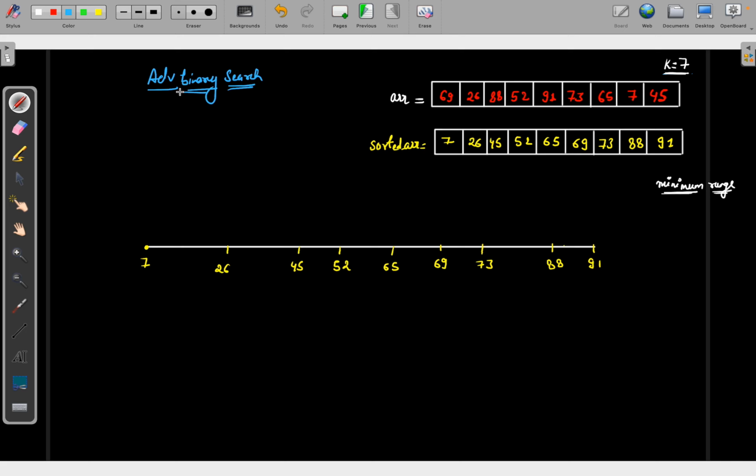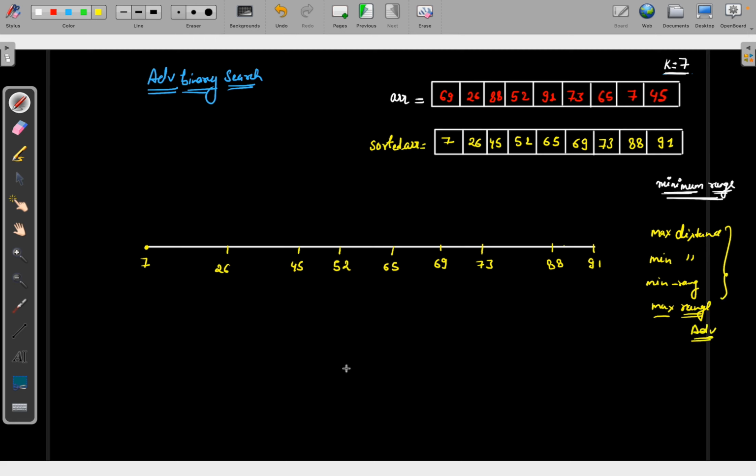So in problems of advanced binary search, remember the range. Basically, I need to find a range, right? Minimum range. There will be some other problems where you need to find a maximum distance, like the maximum distance between two persons, or the minimum distance between two persons or coordinates. And this problem is of minimum range and the maximum range between two positions, right? All these problems come under advanced binary search.